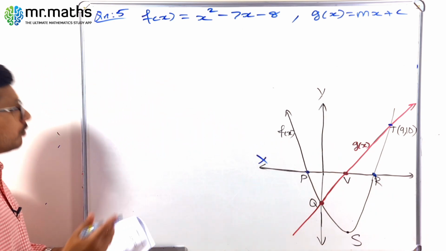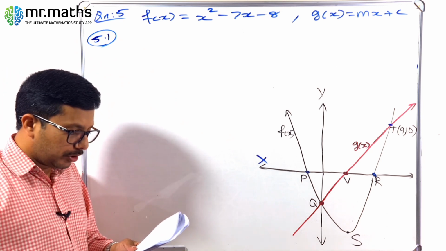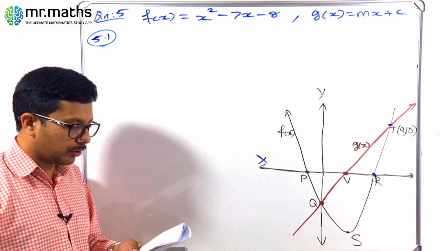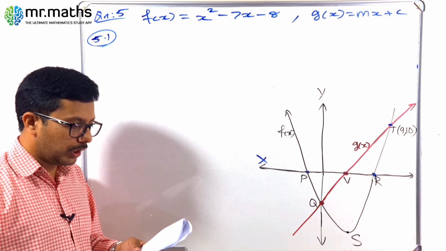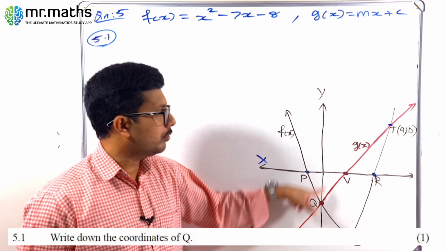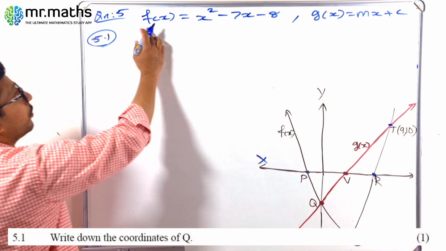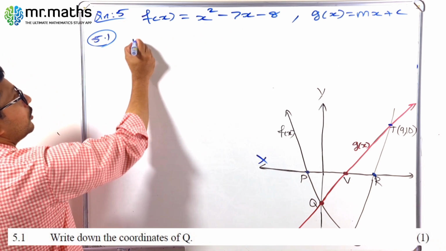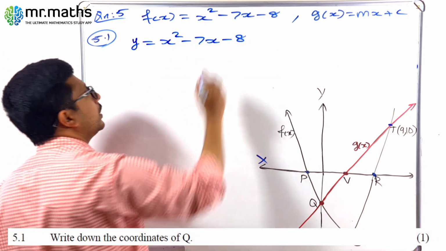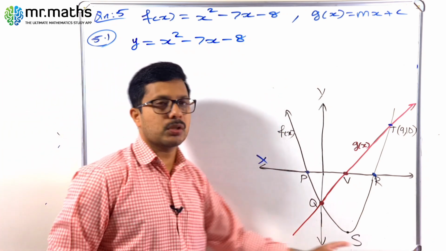Now question number 5.1. What is that question? Write down the coordinates of Q. So how can you find the coordinates of Q? This is the point Q, and you know that Q is the y-intercept. The equation of f of x is given, so let me write that equation as y equals x squared minus 7x minus 8. Q is the y-intercept of f of x also.